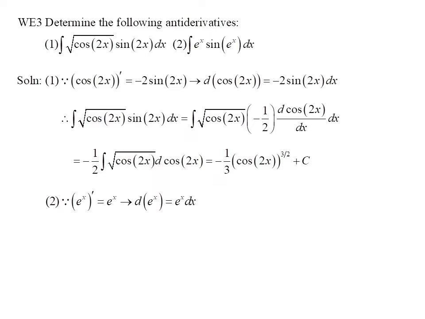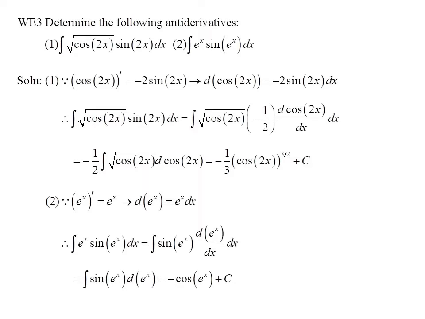As for question 2, since the differentiation of e to the x is e to the x itself, d e to the x equals e to the x dx. So the antiderivative equals the integral of sine e to the x d e to the x by dx, which equals the integral of sine e to the x d e to the x, which equals negative cosine e to the x plus c.